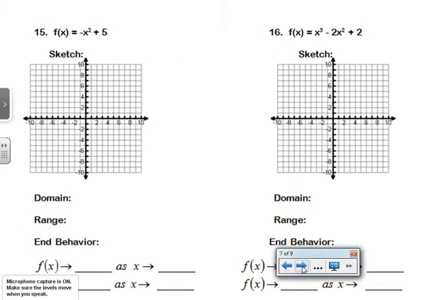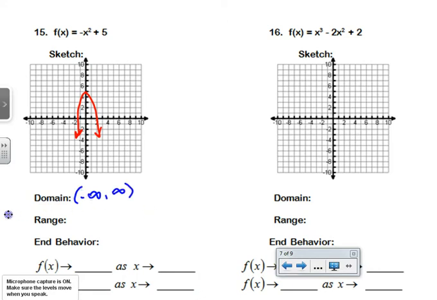All right, 15. They first just want you to sketch this graph. It's an upside down parabola that's been shifted up 5, so it looks something like this. You could use your calculator and its table to find a better sketch if you'd like. The domain, I can see, goes from negative infinity to infinity. It goes forever to the left and forever to the right.